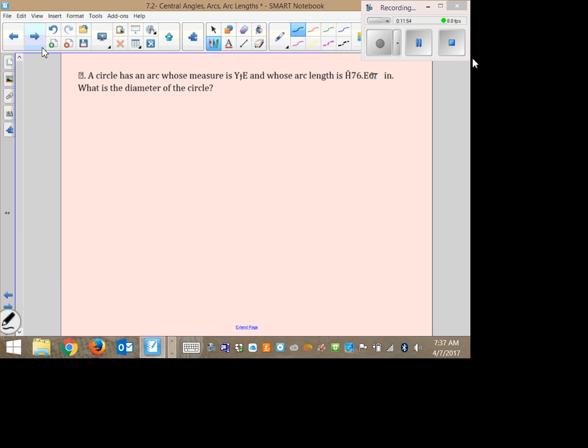Alright, so a circle has an arc whose measure is 80 degrees and whose arc length is 276.46 pi inches. We want to know what the diameter of the circle is. So now we're working backwards. We know that the degree measure is 80. So we take our 80 divided by 360. And we multiply it by pi d because we're looking for our diameter. And then we set that equal to the length of our arc, which is 276.46 pi.